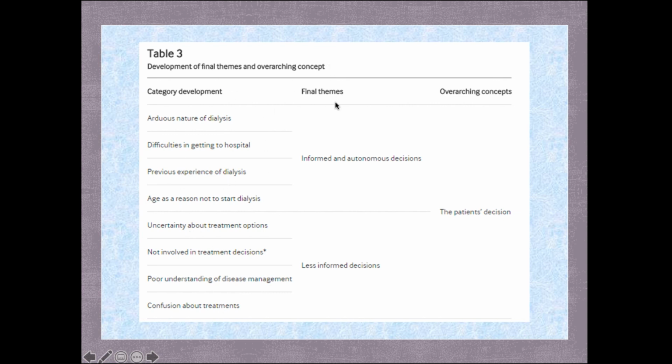So you may have two final themes. The first: nature of dialysis, difficulties in getting to hospital, previous experience, and age could be under informed and autonomous decision. And here, uncertainty about the treatment, not involved in treatment decision, poor understanding of disease management, and confusion about treatment, we can put under less informed decision. From these two themes, we can come to the concept, which is the patient decision.